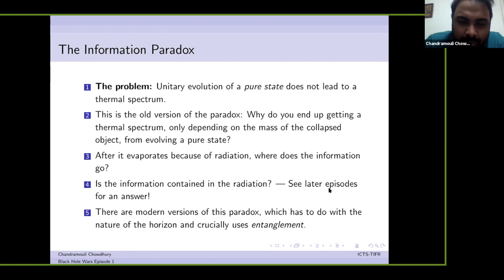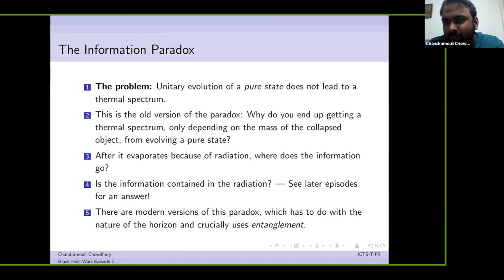And I should end with this section with some notion of the so-called modern version of the information paradox, and this actually crucially depends on something I alluded to in the first slide. So let me just go back quickly to that now.